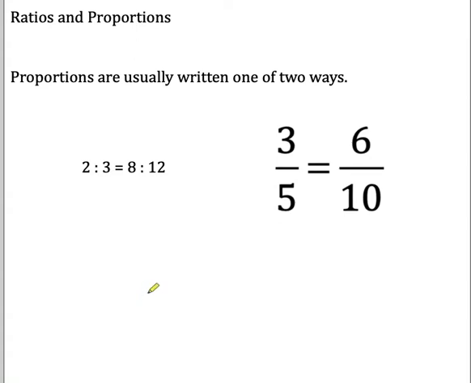So with that in mind, here are 2 ways that we could write proportions. Now remember, these are proportions, so these are 2 ratios that are equal. So notice 2 to 3 is equal to 8 to 12. And actually, I can think of that as being true because if I did 2 times 4, I'd get 8. And if I did 3 times 4, I'd get 12. So those are equivalent ratios. Here's a fraction example. 3/5 is the same as 6/10. And I know that that's true because I could simplify 6/10 right back to 3/5. So these are equivalent ratios.